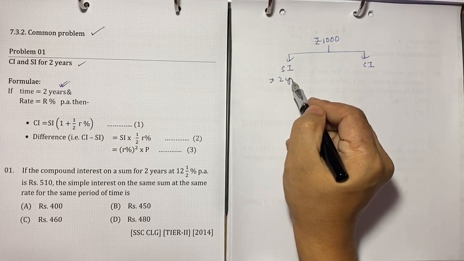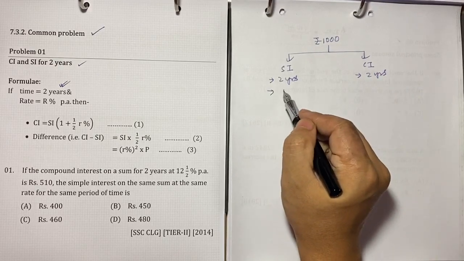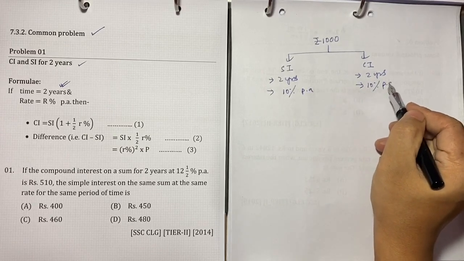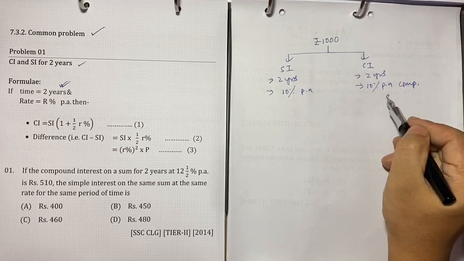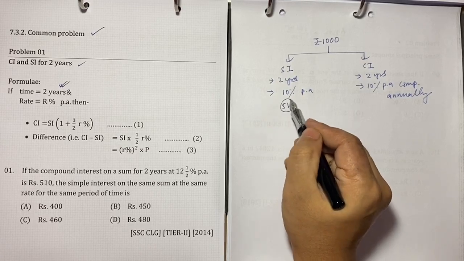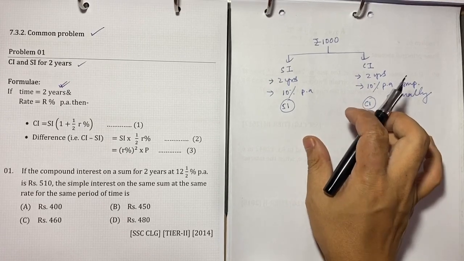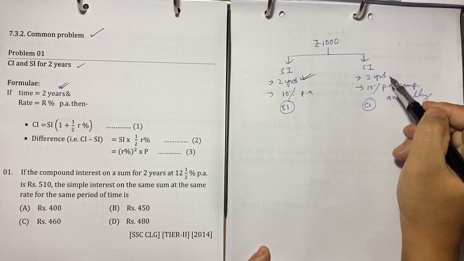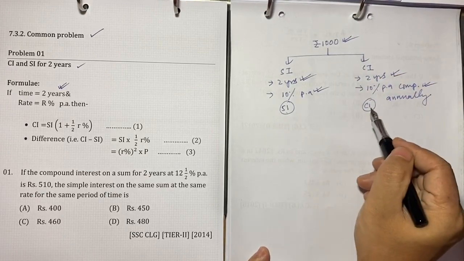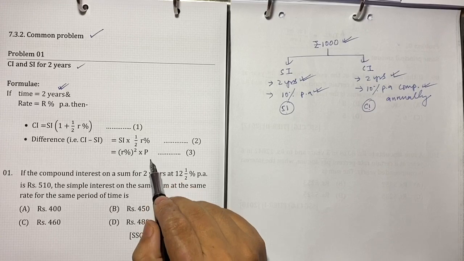For example, simple interest for 2 years and compound interest for 2 years, with interest rate 10% per annum, compounded annually. Let us study the relationship between simple interest for 2 years and compound interest for 2 years, with the same principal and same rate of interest. There are three formulas.